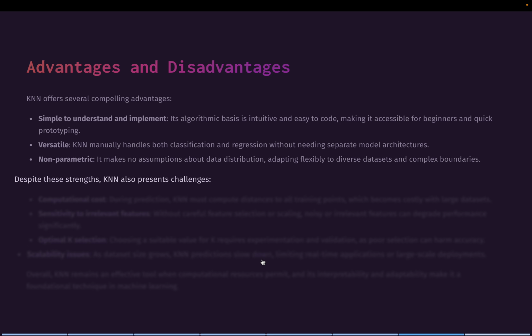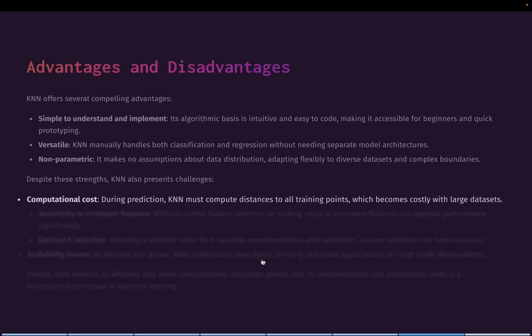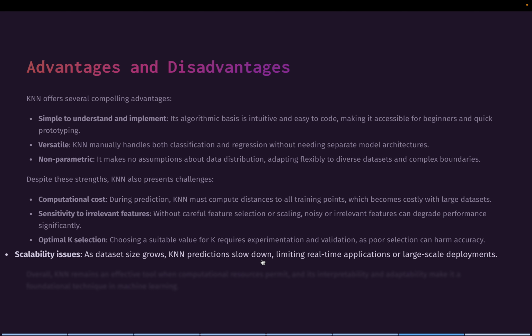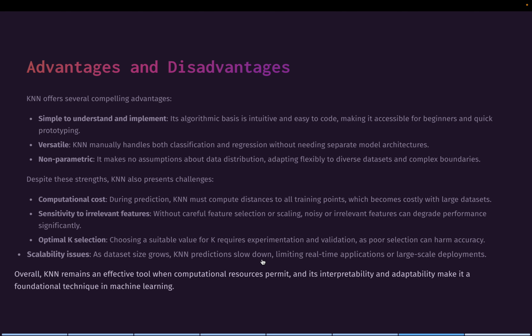Despite these strengths, KNN also presents challenges. Computational cost: during prediction, KNN must compute distance to all the training points, which becomes costly with larger datasets. Sensitive to irrelevant features: without careful feature selection or scaling, noisy or irrelevant features hurt, and there are scalability issues. Overall, KNN remains an effective tool when computational resources permit, and its interpretability and adaptability make it a foundation technique for machine learning.